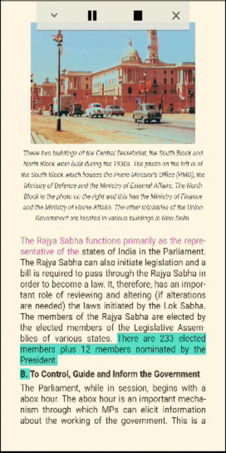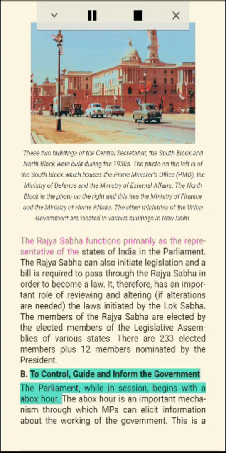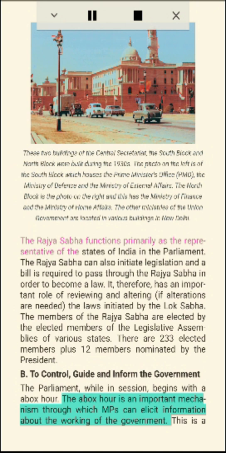There are 233 elected members plus 12 members nominated by the President. To control, guide and inform the government, the Parliament, while in session, begins with a Question Hour. The Question Hour is an important mechanism through which MPs can elicit information about the working of the government. This is a very important way through which the Parliament controls the executive.